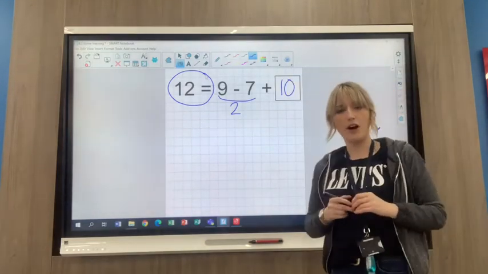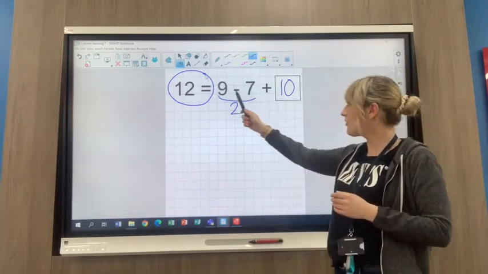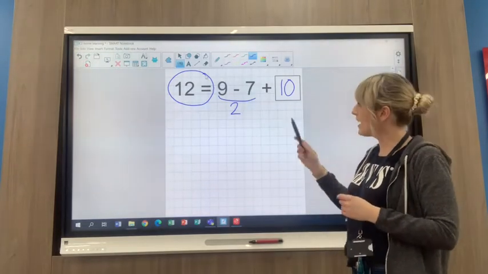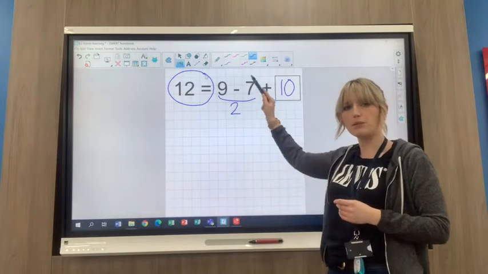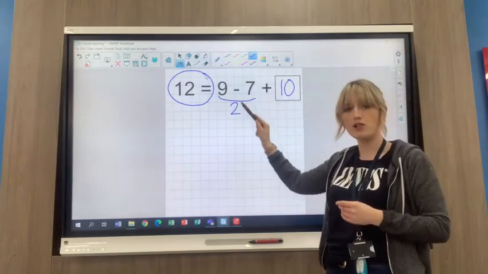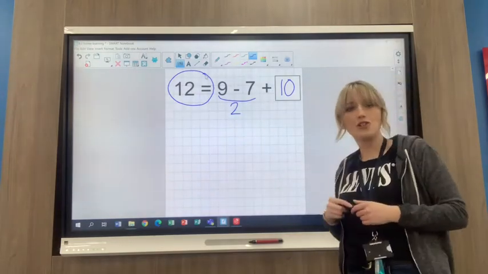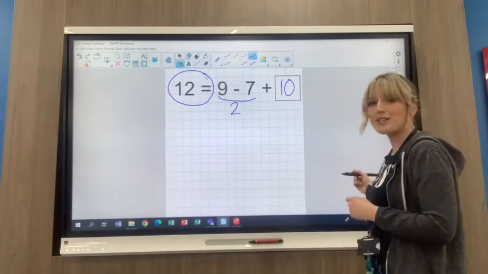So when you've got questions that have got 3 digits, it will be a 2-step problem. You'll have to work out some of the question first to then find your missing number. Let's look at another example.